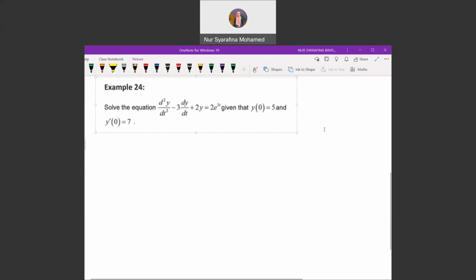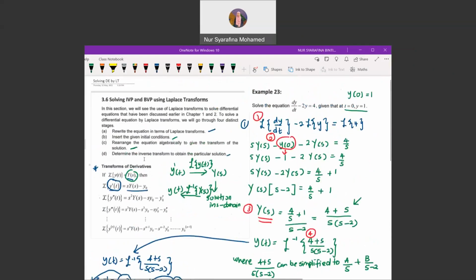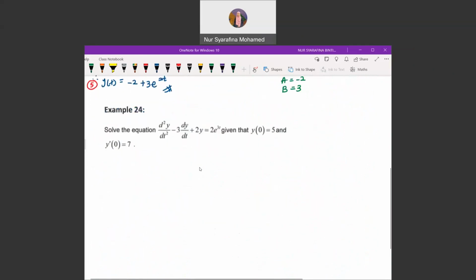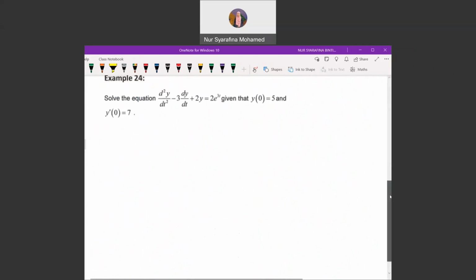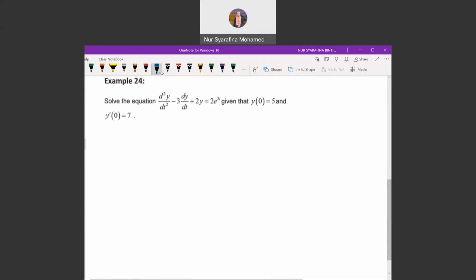All right, so now let's take a look at this example where it involves a second order differential equation. Same process. We have to transform. So how can we transform second order? Y double prime is given by s squared Y(s) minus s y naught minus y naught prime. So the first step is to transform every term here.